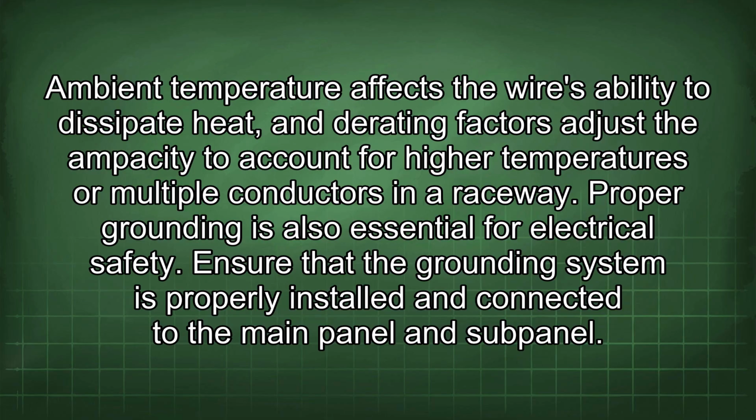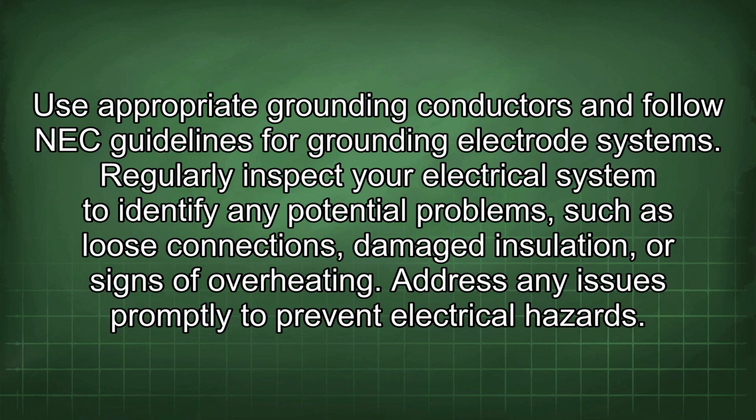Proper grounding is also essential for electrical safety. Ensure that the grounding system is properly installed and connected to the main panel and sub-panel. Use appropriate grounding conductors and follow NEC guidelines for grounding electrode systems. Regularly inspect your electrical system to identify any potential problems, such as loose connections, damaged insulation, or signs of overheating. Address any issues promptly to prevent electrical hazards.